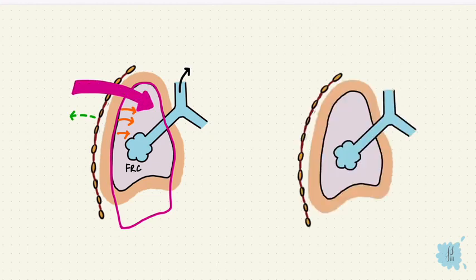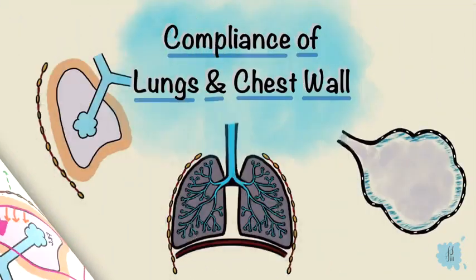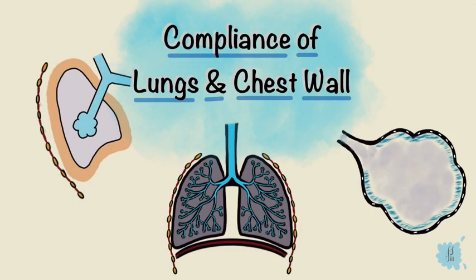Now reverse it. When the lung is contracted, there's a lower volume, and a smaller lung has lesser recoil, and the chest wall now has a stronger outward pull compared to the lung's inward pull. So as a unit, it wants to expand, and air enters the lungs. So when the unit contracts, it wants to expand, and when it expands, it wants to contract. And that is the compliance of the lungs and the chest wall.